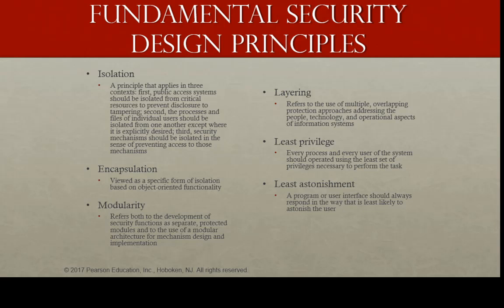Second, the processes and files of individual users should be isolated from one another, except where it is explicitly desired. All modern operating systems provide facilities for such isolation, so that individual users have separate, isolated process space, memory space, and file space, with protections for preventing unauthorized access.